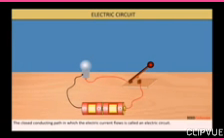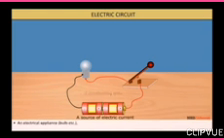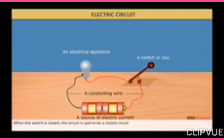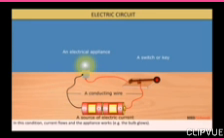Electric circuit. The closed conducting path in which the electric current flows is called an electric circuit. An electric circuit constitutes a source of electric current such as cells, a conducting wire, an electrical appliance such as bulbs, and a switch or key. When the switch is closed, the circuit is said to be a closed circuit. In this condition, current flows and the appliance works.